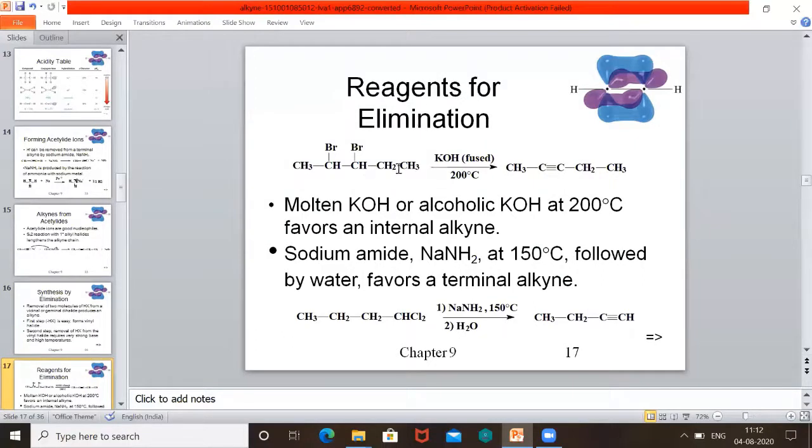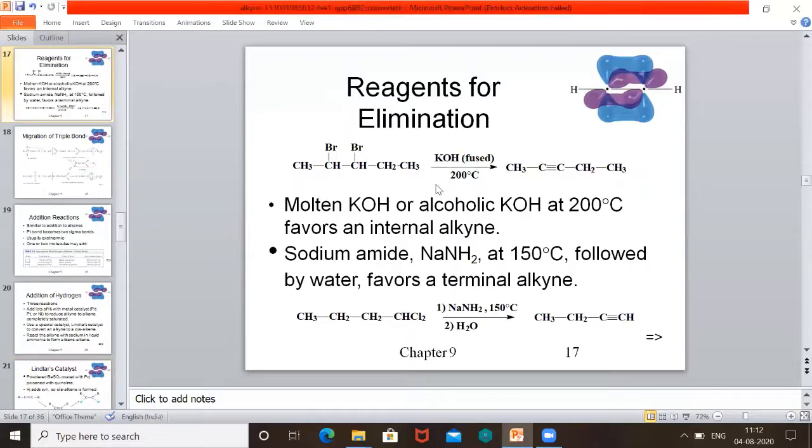You see here, this is one compound, 1, 2, 3, 4, 5: 2,3-dibromopentane. When it is heated with alcoholic KOH, what happens here? First HBr is removed, then HBr is removed again, following Markovnikov's rule, and we get a triple bond. So we get this 2-pentyne. With alcoholic KOH at 200 degrees centigrade, the internal alkyne is obtained.